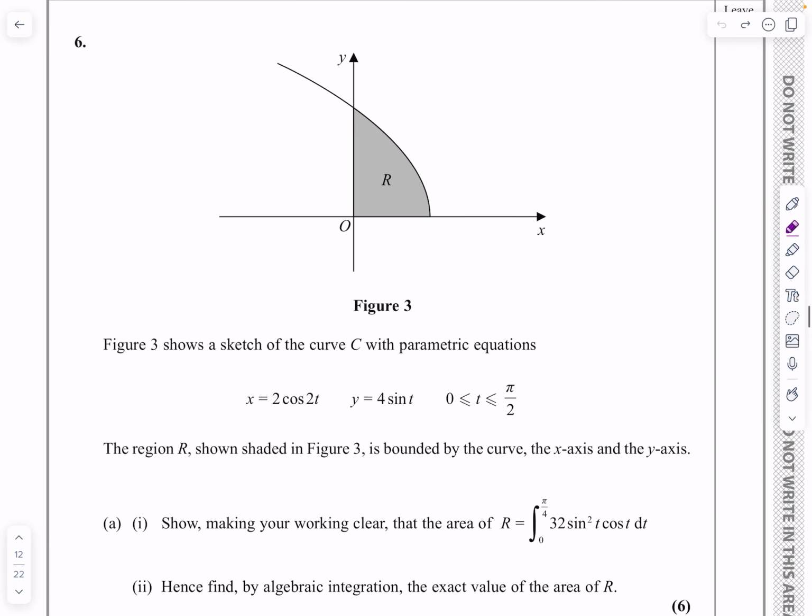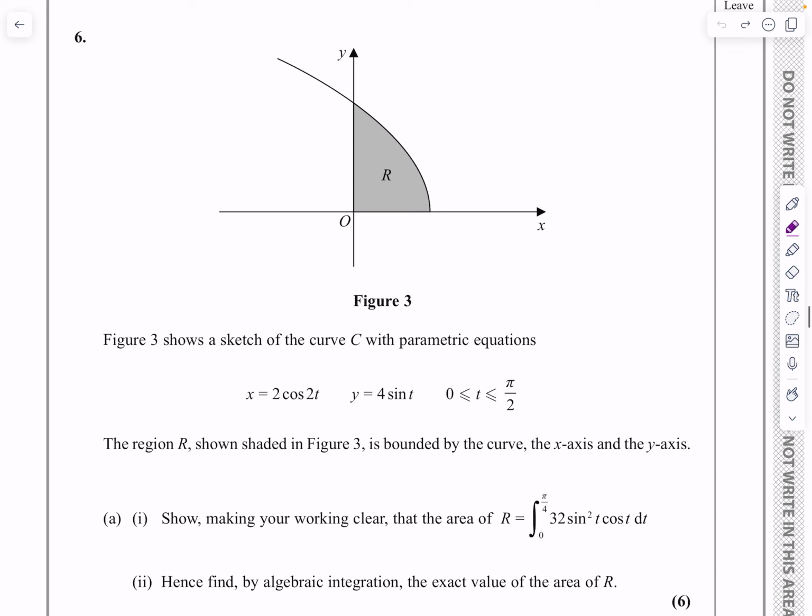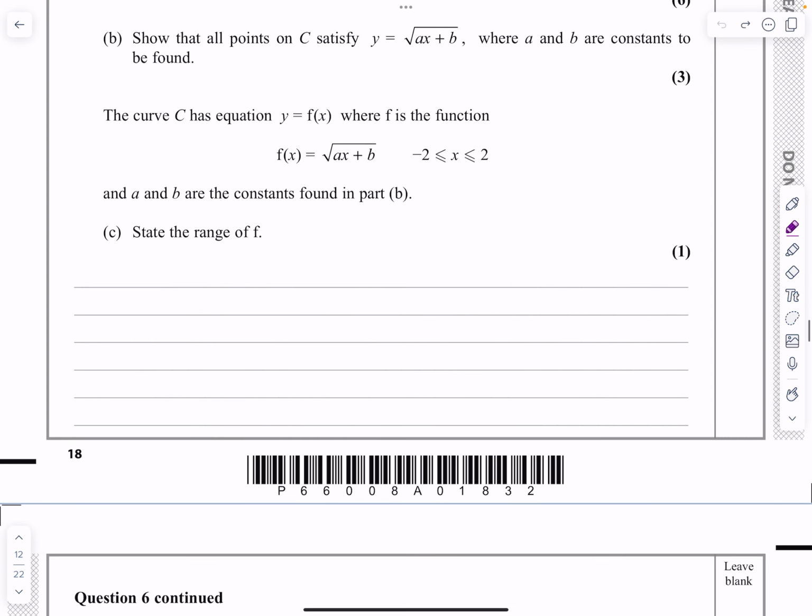So it says, the curve is defined by x equals 2 cos 2t and y equals 4 sine t, and it's done between those limits there. And what they're asking us to do is to find the region R, show the region R is given by this integral here. Okay, so let's make a start on that one then, part A.